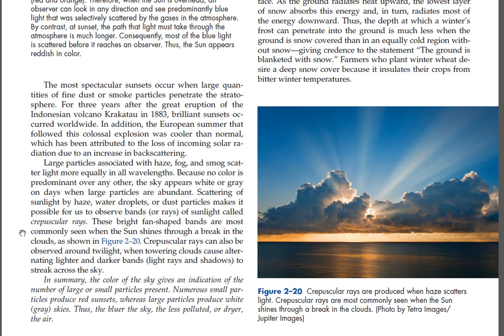Crepuscular rays can also be observed around twilight, when towering clouds cause alternating lighter and darker bands, light rays and shadows, to streak across the sky. In summary, the color of the sky gives an indication of the number of large or small particles present. Numerous small particles produce red sunsets, whereas large particles produce white, gray, skies. Thus, the bluer the sky, the less polluted, or drier, the air.